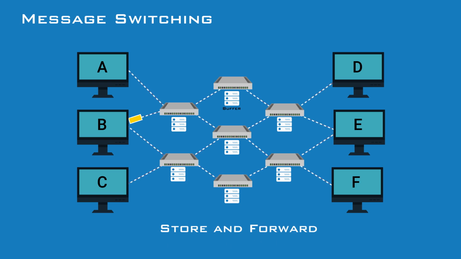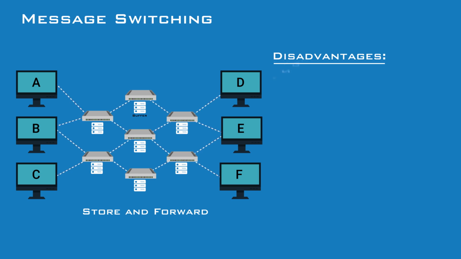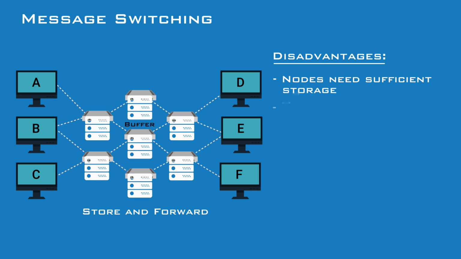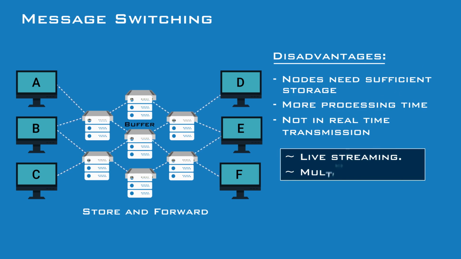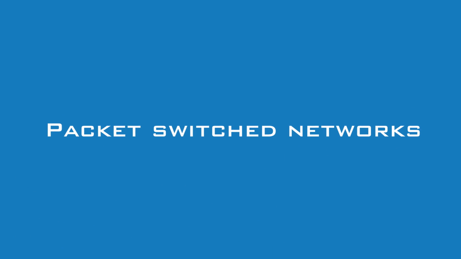If the message is very big, it takes so much time to transmit. So, this message takes all the resources for a long time, which causes the next message to wait for a very long time. Message switching also has some disadvantages, like the nodes need sufficient storage, more processing time for the entire message, and we cannot use this technique for real-time transmission like live streaming and multimedia games, because of long delays. To overcome those disadvantages, the packet switching technique was introduced.